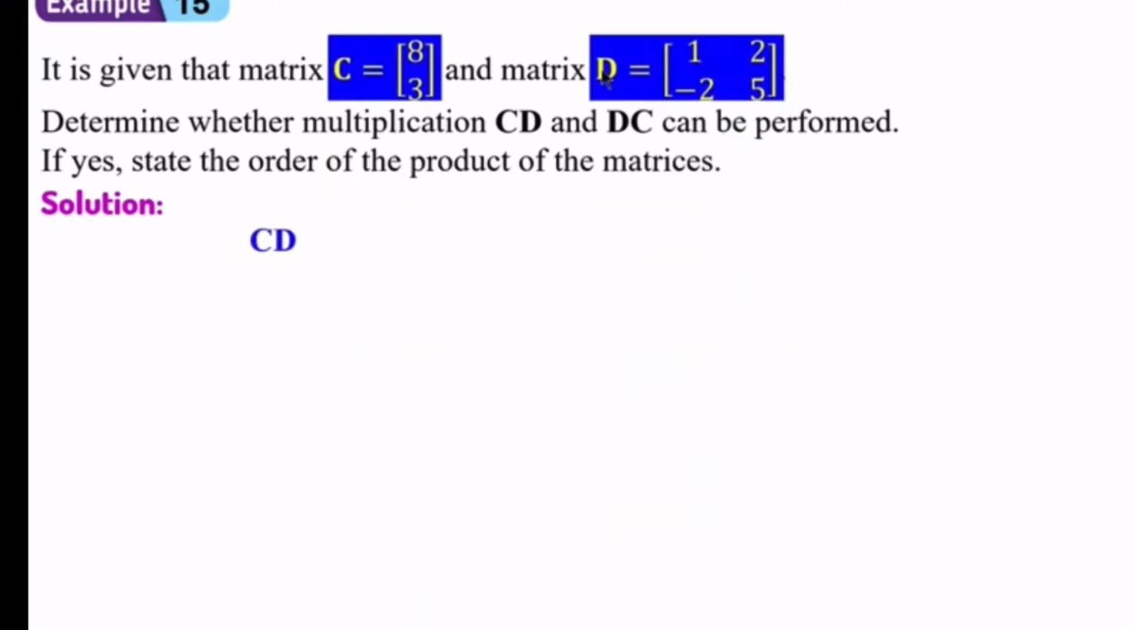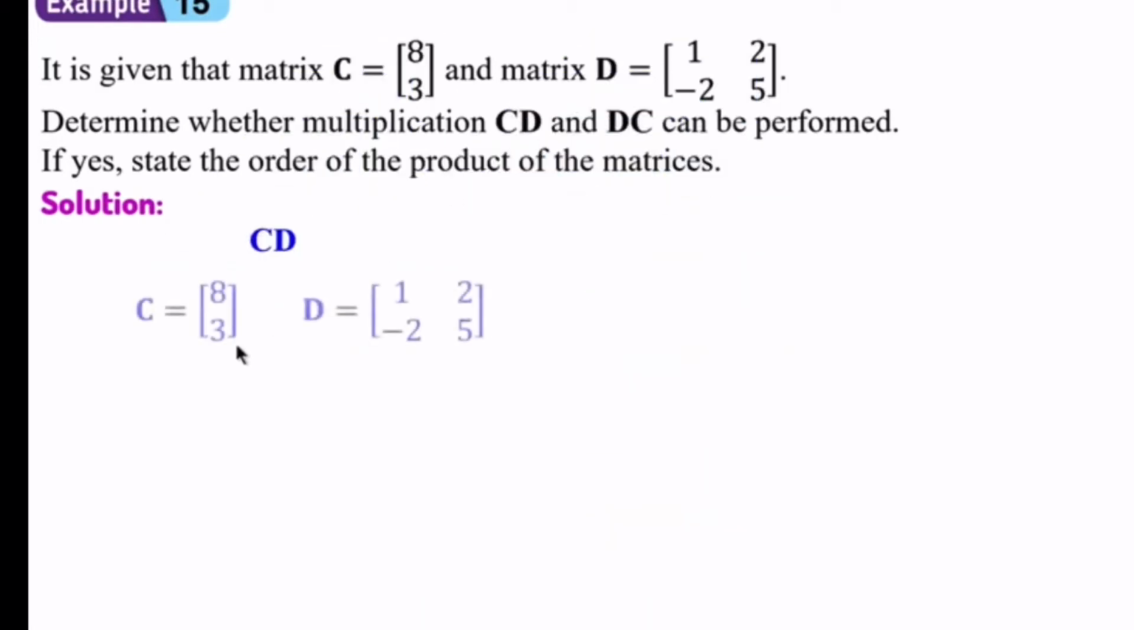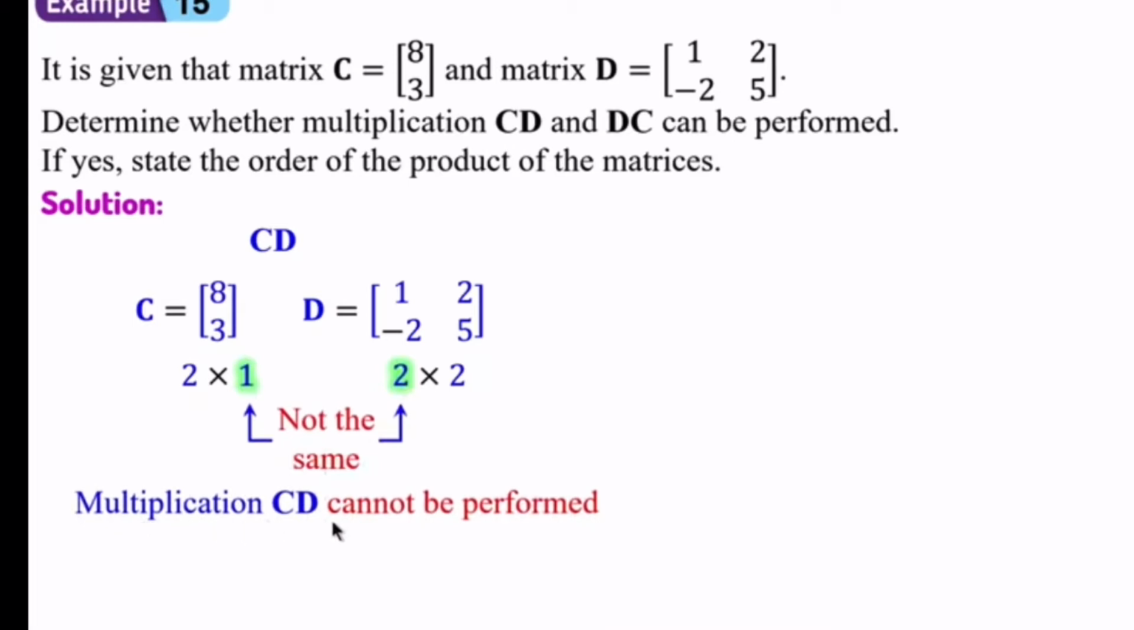Multiplication of two matrices C and D: can these two matrices be multiplied? We check the order first. Matrix C is 2 rows and 1 column, so 2 by 1, and matrix D is 2 by 2. You notice that the number of columns of matrix C is not the same as the number of rows of matrix D. Hence multiplication of matrix CD cannot be performed.